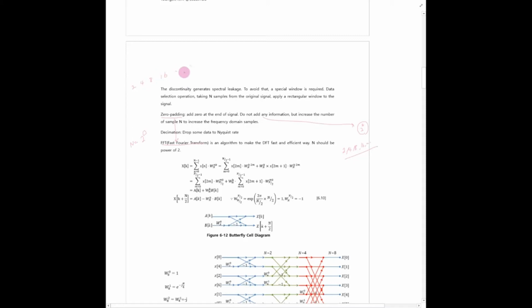What is the property of this kind of number? We can divide N over 2, and again N over 4, and finally, if N is a power of 2, then N over 2 to the something will become 2. So finally, it will reach a pair like that. You can keep in mind that the number of data is a power of 2.